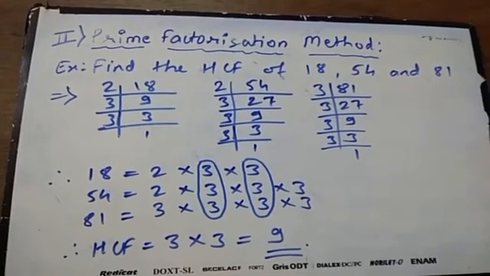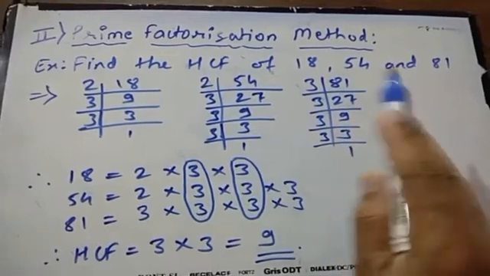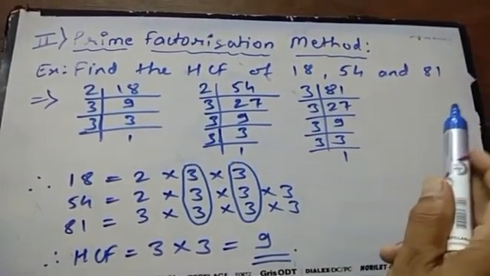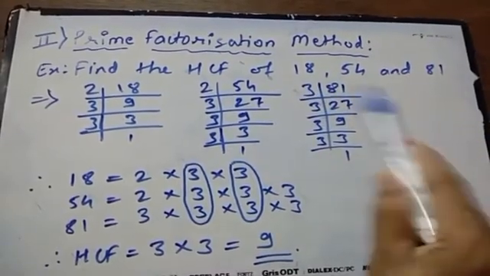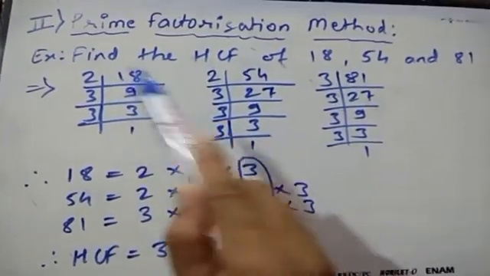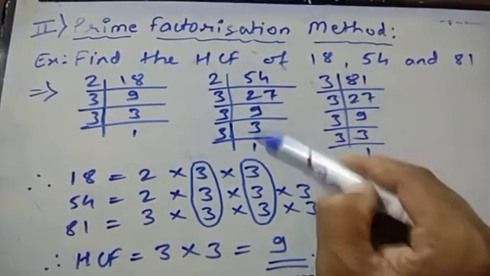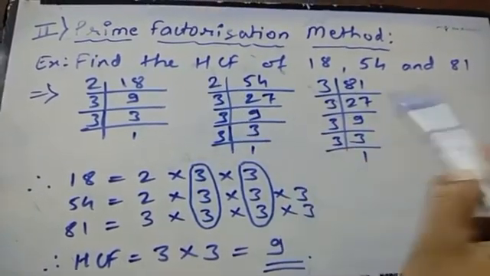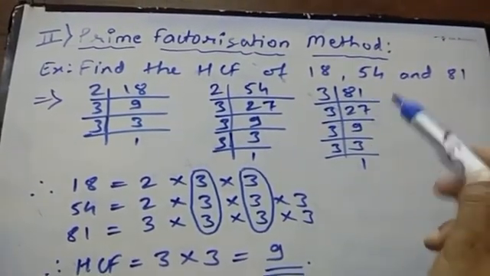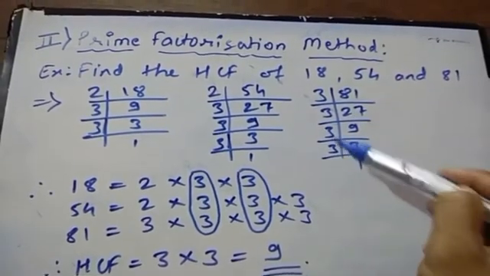Students, now we are going to use the next method, the prime factorization method. Find the HCF of 18, 54 and 81. To find the HCF of these numbers, first we have to find the prime factors of all these numbers separately. First I will take 18. Here is how we find prime factors: 2 9s are 18, 3 3s are 9, 3 1s are 3. In the same way, find the prime factors of 54. Then 81: 3 2s are 6, then 2 remain, it becomes 21, 3 7s are 21, then 3 9s are 27, 3 3s are 9, 3 1s are 3.